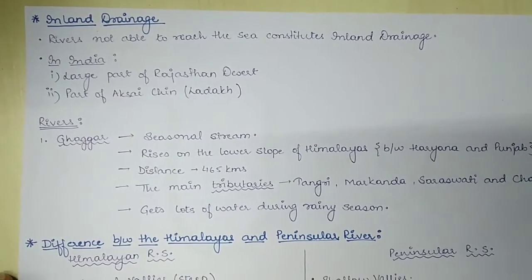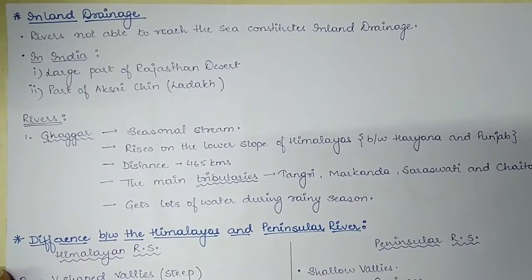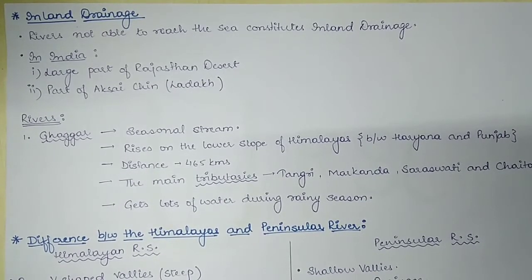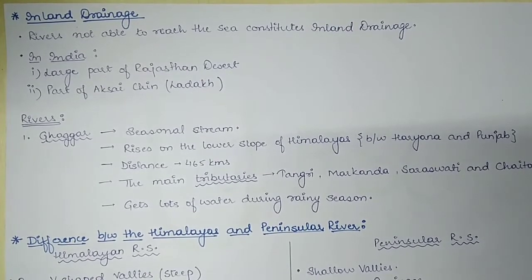Now, after the peninsular drainage system, we have inland drainage system in India. Inland drainage system is basically the rivers when they are not able to reach the bigger water body, that is sea or lake or ocean. So they constitute the inland drainage system. In India, we have inland drainage system in the large part of Rajasthan desert and some part of Aksai Chin, that is Ladakh.